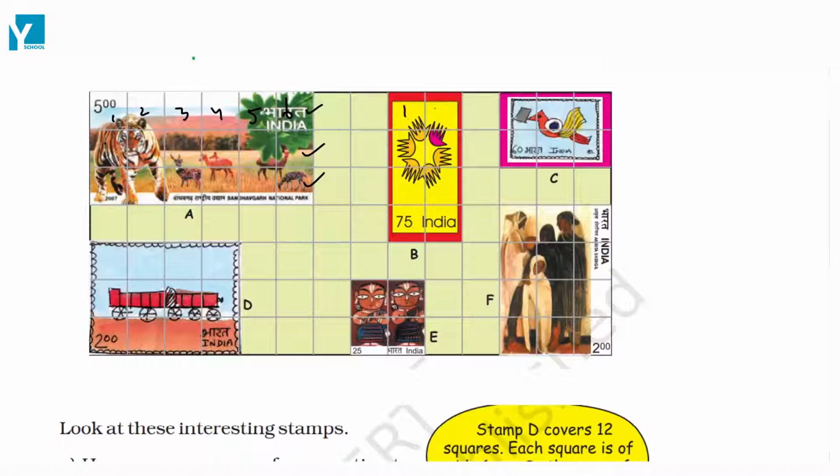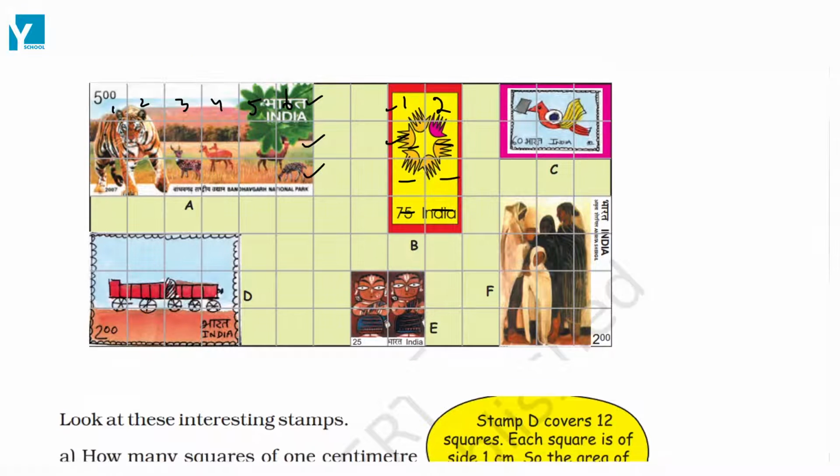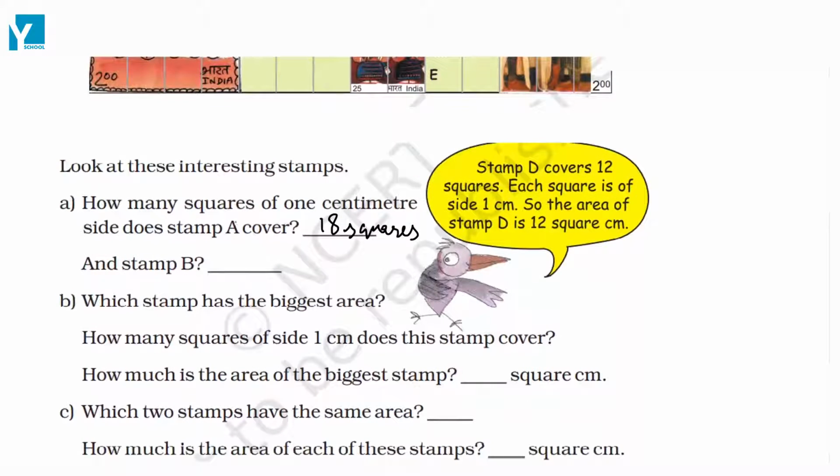Here it is 1, 2. So 2 plus 2, 4 plus 2, 6 plus 2, 8. So 8 squares are covered by stamp B. So we will write here that stamp B covers 8 squares.